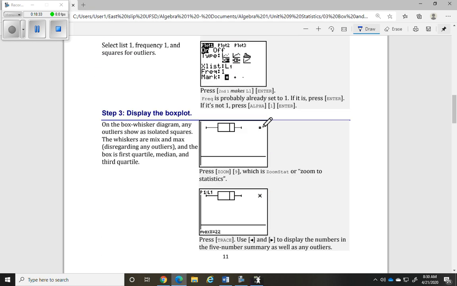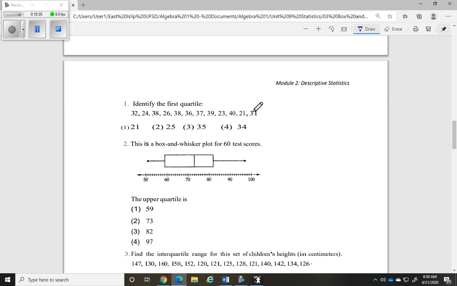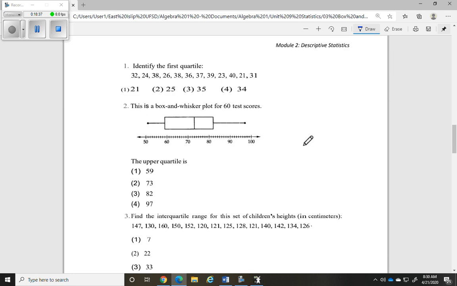This next page just tells you everything that I just taught you. So now this is just practice. I'm going to do a little bit with you, but your homework really is to just finish. So identify the first quartile. You could do this by hand if you wanted to: put all the numbers in order, find the median of the lower half of the data, or you can just enter this straight in your calculator.